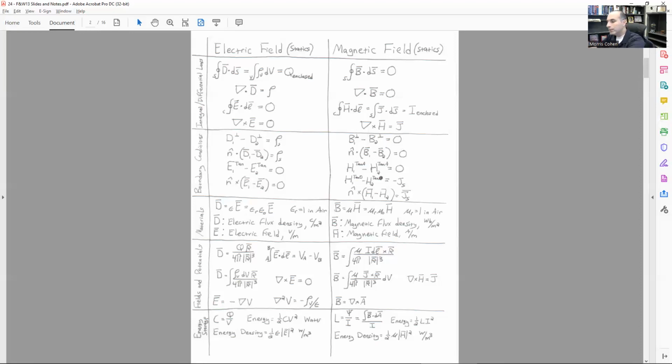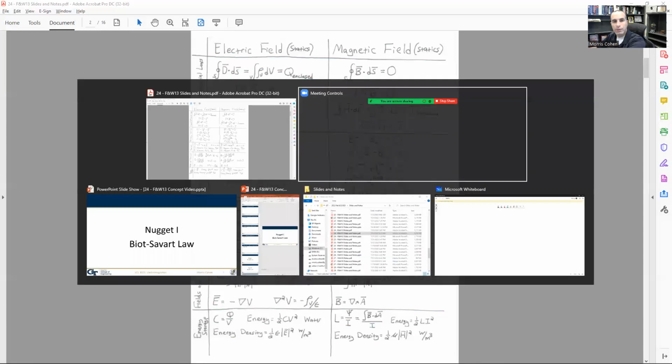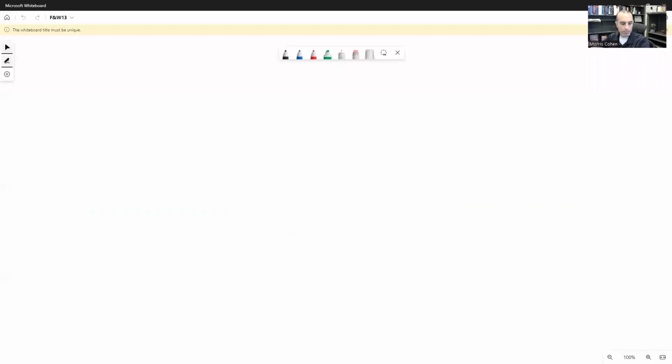All right, so let's talk a little bit more about magnetic fields and how they come about. All right, so the fundamentals of magnetic fields come from the following. If I have a magnetic field, and I'm going to draw these dots right here to indicate that the magnetic field is coming out of the page.